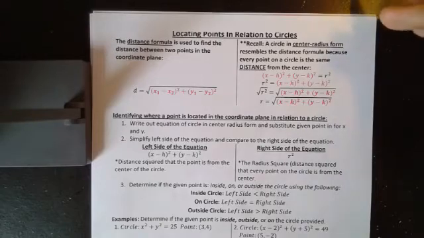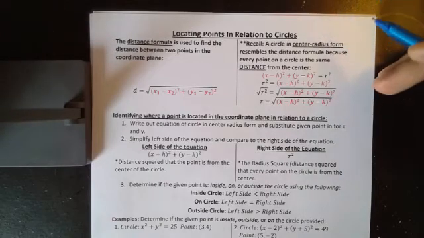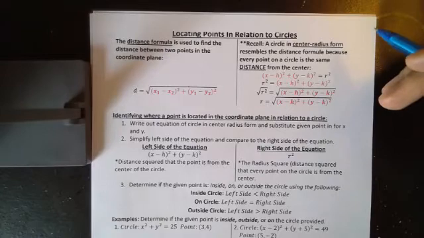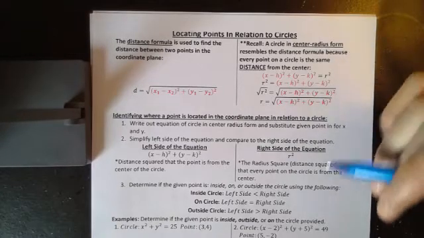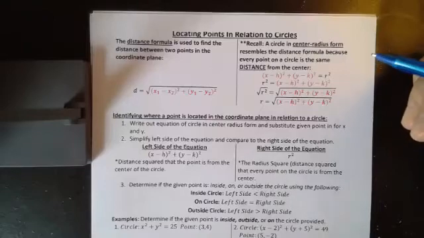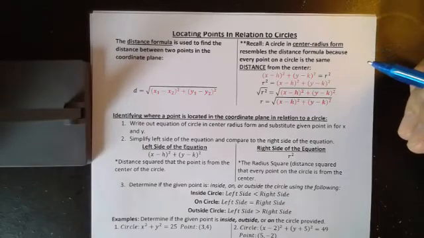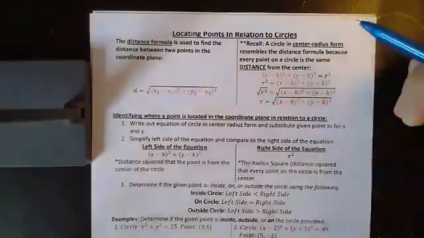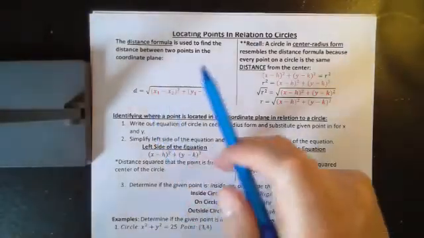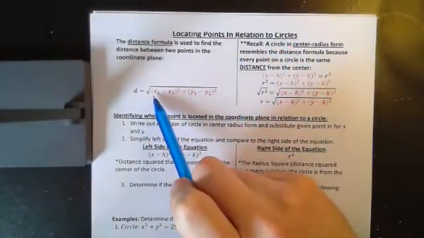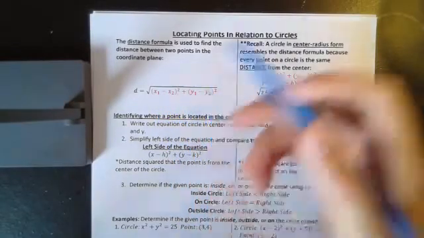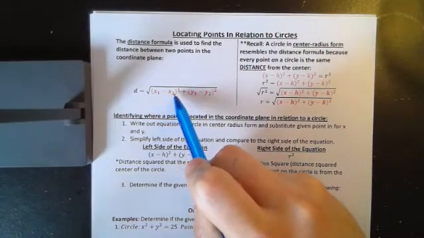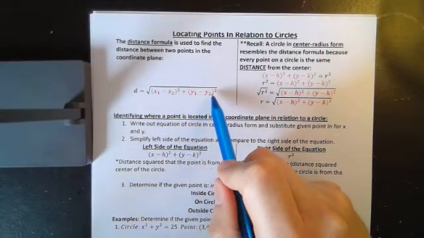Before we get into that, what I want to do is point out how the equation of a circle is similar to the distance formula and explain why we're able to identify where a point is in relation to a circle based on the equation. So if you remember back, the distance formula is the square root of the difference in our x's squared plus the difference in our y's squared. So x1 minus x2 squared plus y1 minus y2 squared.